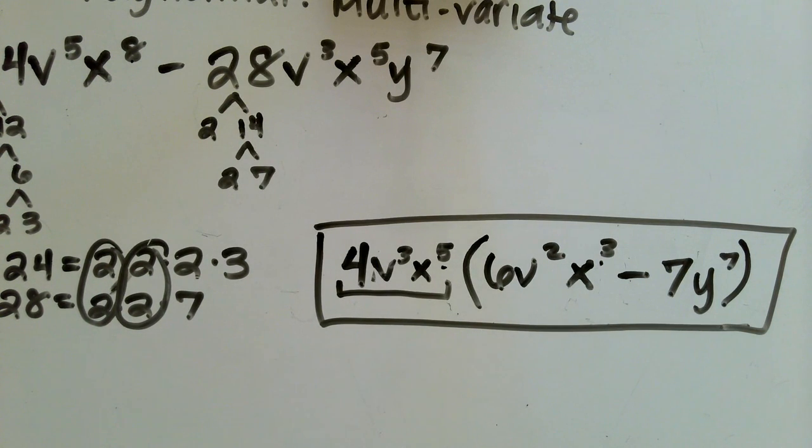And that is how we factor out monomials from our polynomial in a multivariate situation.